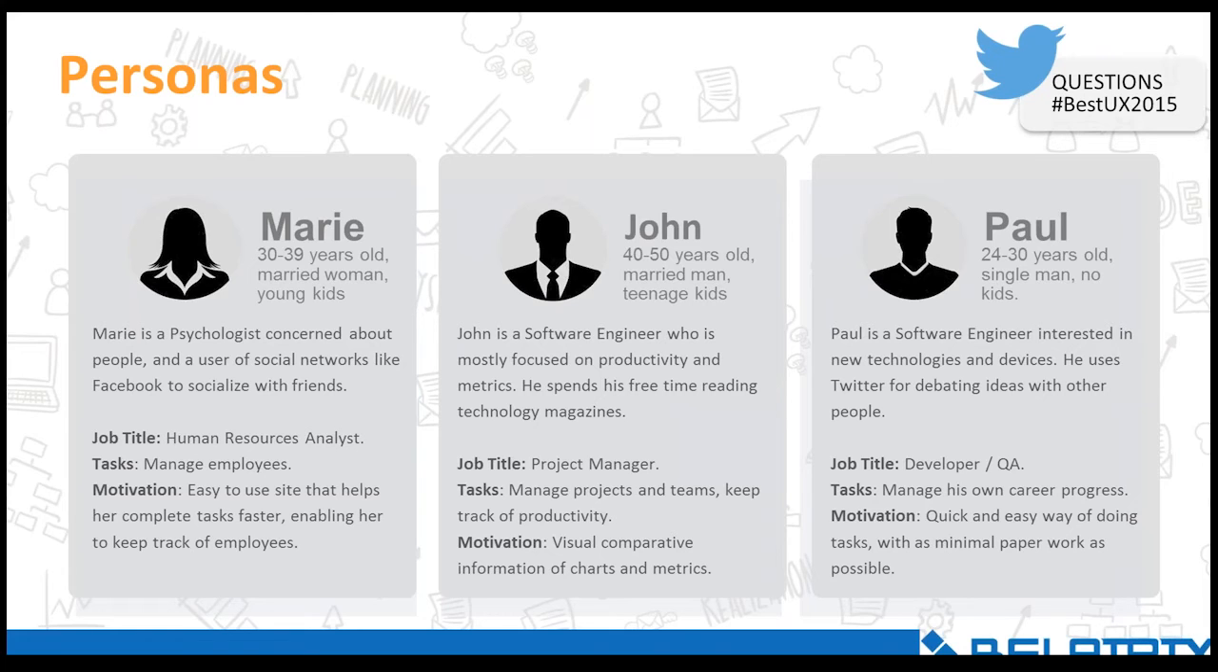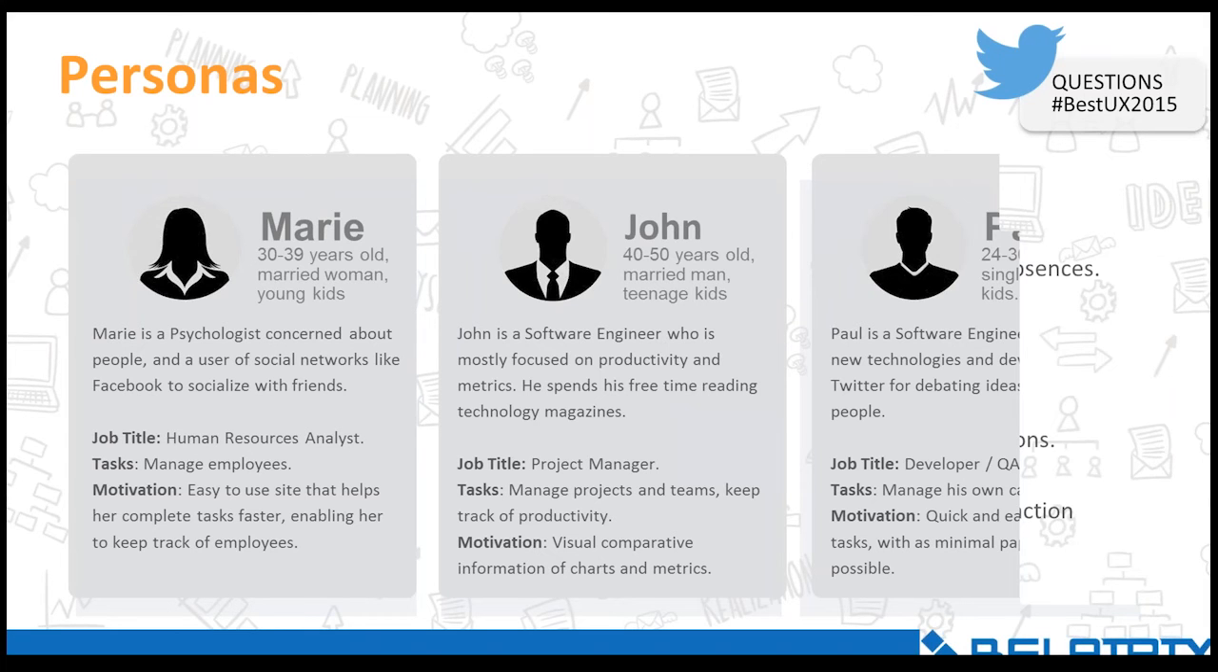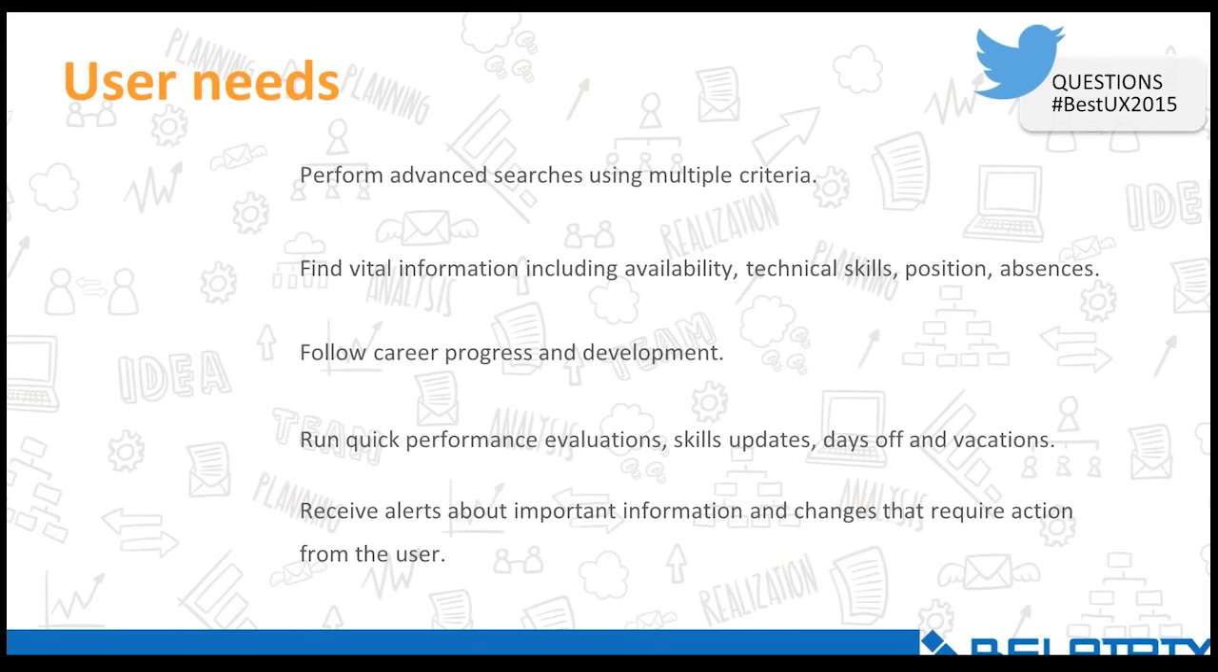So after creating all the personas, we identify the final user needs. So the people told us that they wanted to perform advanced searches using multiple criteria. They wanted to find vital information, including availability, skills, positions, absences about all the employees in the system. They wanted to follow their career progress and development, run performance evaluations, upload vacations, receive alerts when something important happens in the app or something required their attention.